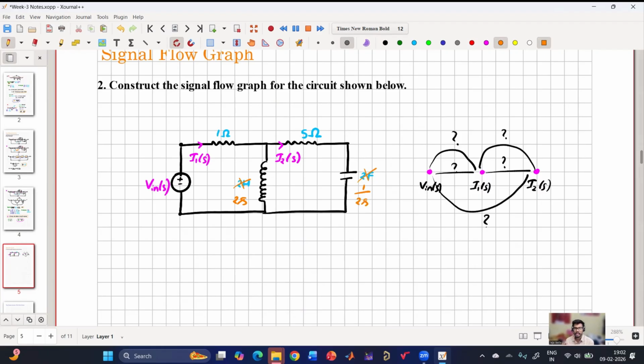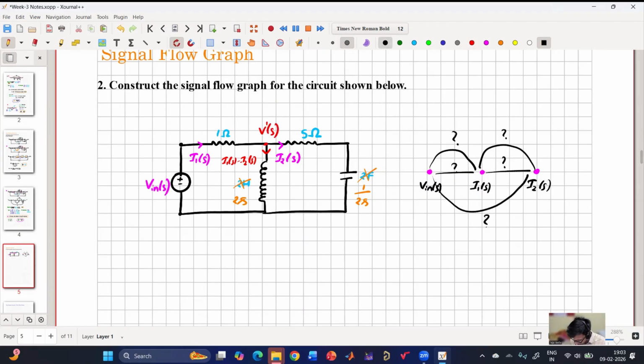Now I have to write my I1 of S in terms of V in of S as well as I2 of S. Similarly, I have to write my I2 of S in terms of I1 of S and V in of S. Here my V in of S is the input. Now we have to write down the equations. Can anyone tell me what will be the current in the inductance? I1 minus I2. Very good. Now let me assume this voltage V dash of S.